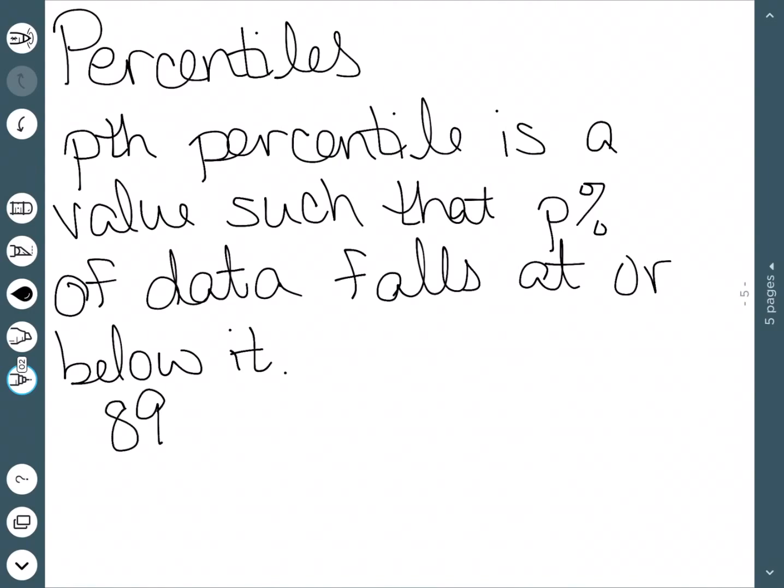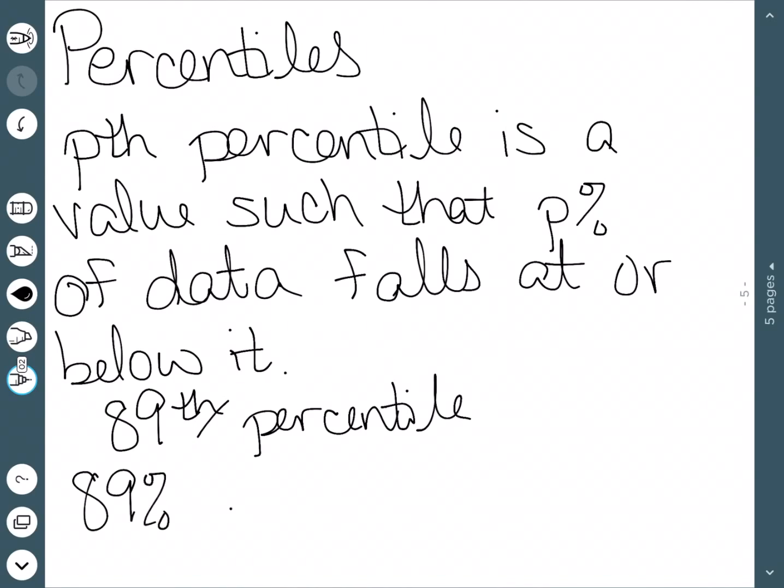Suppose we have the 89th percentile. What this tells us is that 89% of the data is at or below this number. It also would tell us that 11% had to be at or above this number, since 89 and 11 makes a full 100. So this is what the percentiles mean. I won't go exactly into calculating them here, but it's important to realize exactly what they tell you.